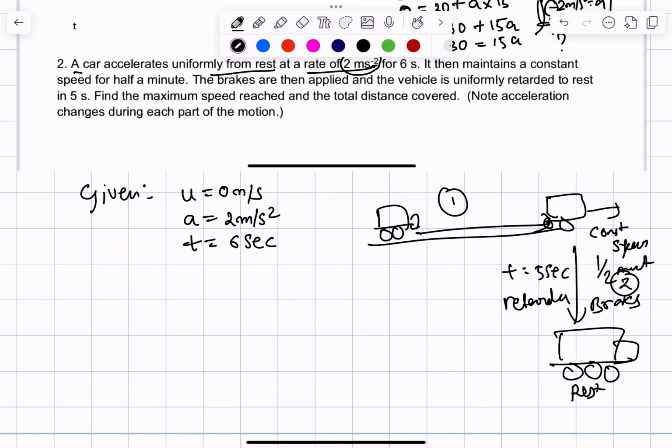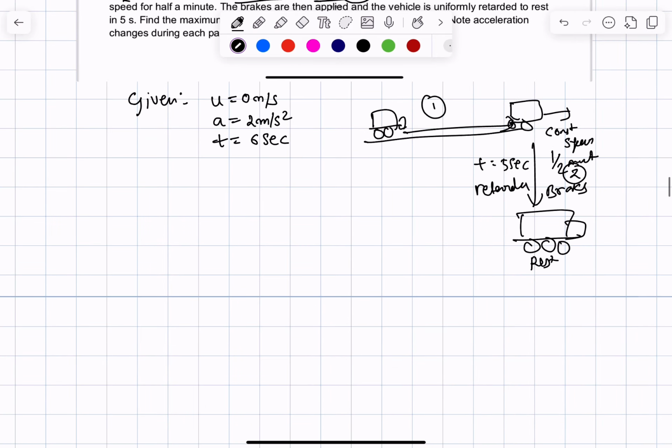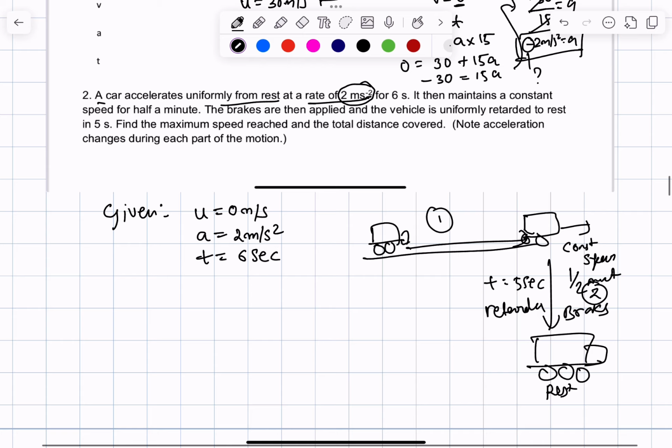Find the maximum speed reached and the total distance covered. Okay, so anyone wanna try this question?